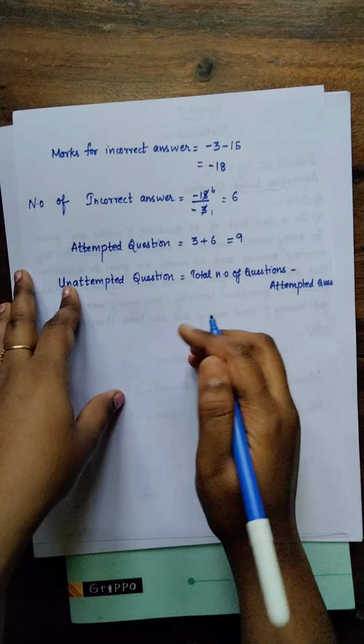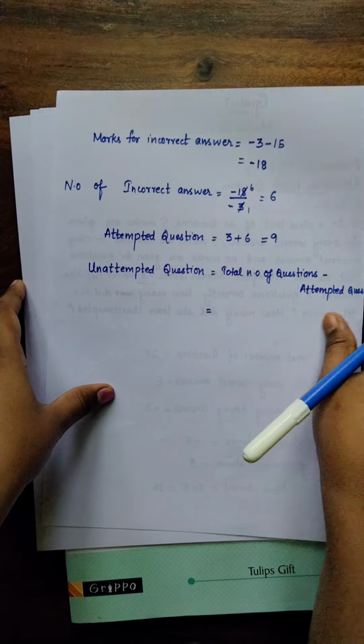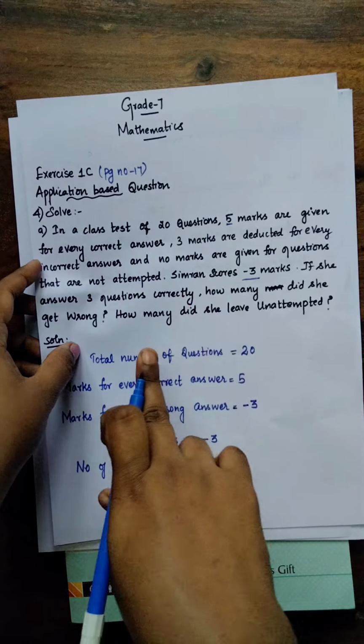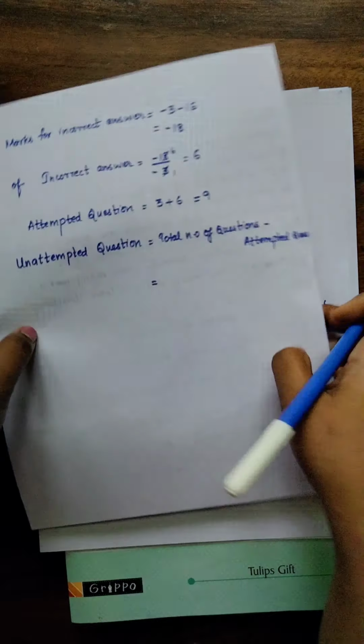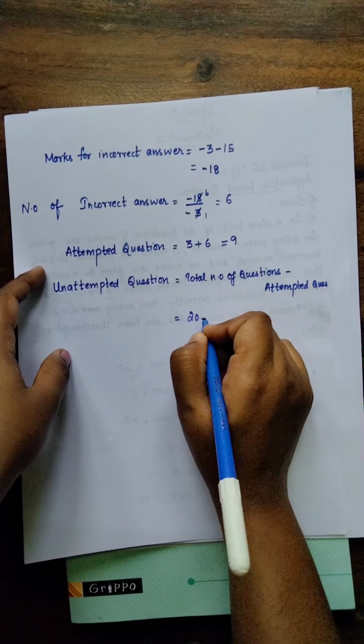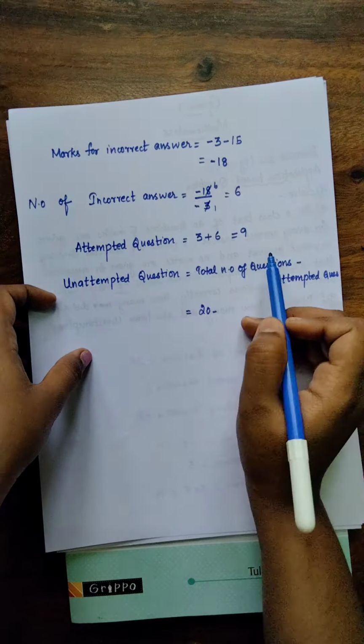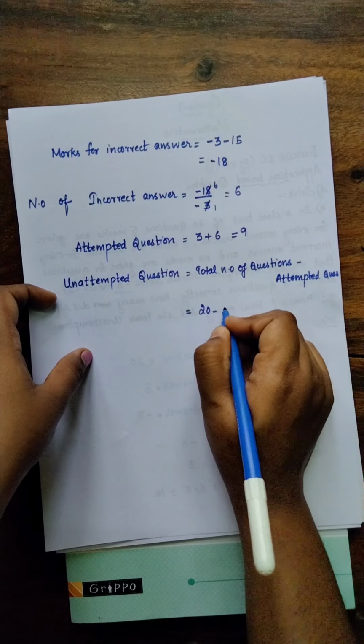What is the total number of questions? See the question and say that. Total number of questions is given in the question, right? Total number of questions is 20. So, 20 minus, what is the attempted question? How many questions she attempted? Now only we have calculated. What is the attempted question? It is 9. So, 20 minus 9.